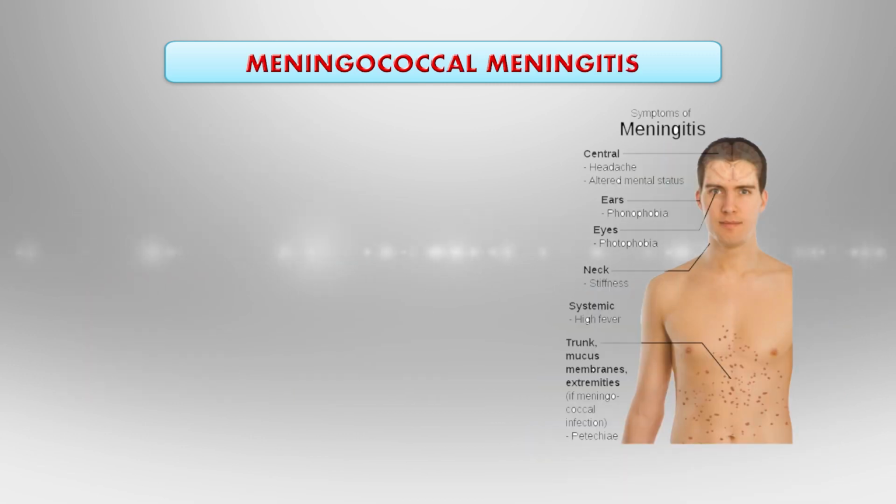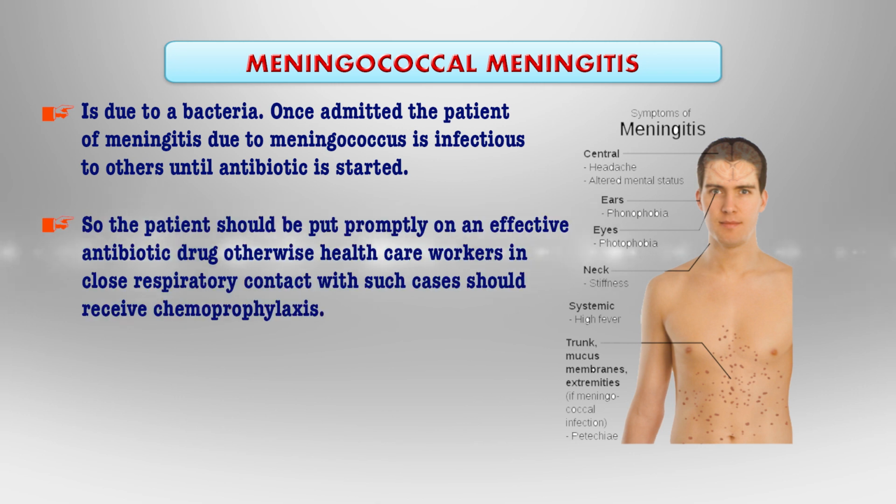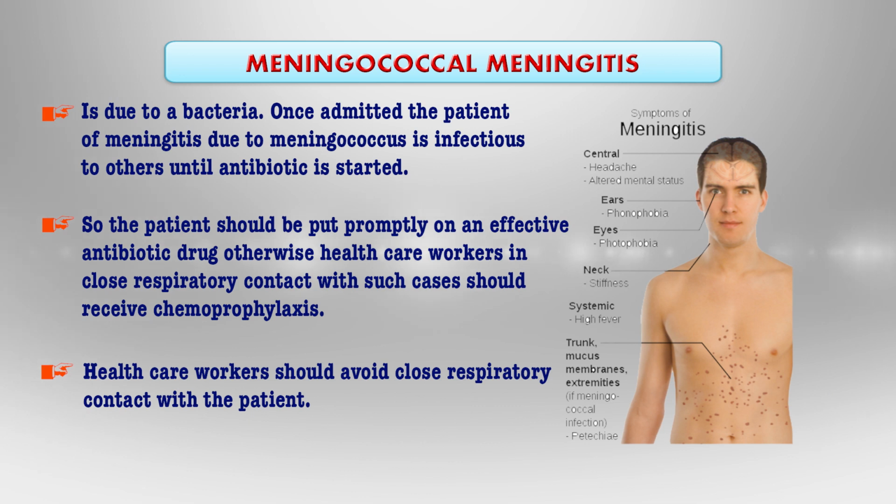The next one is meningococcal meningitis. This is also caused due to a bacterial infection, and once admitted, the patient of meningitis due to the meningococcus is infectious to the others until some kind of an antibiotic is started on him. So, such patients should be put promptly on an effective antibiotic drug. Otherwise, the healthcare workers who are coming in close respiratory contact with such cases should also receive some kind of chemoprophylaxis. The healthcare workers should avoid the close respiratory contact with such patients.